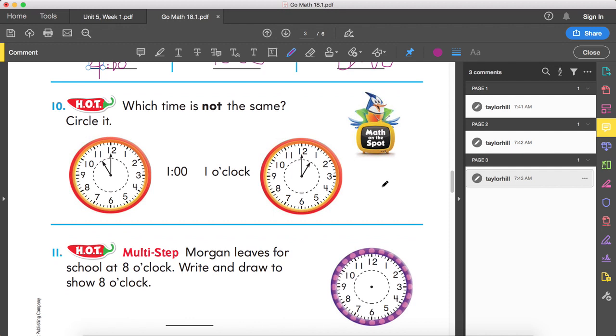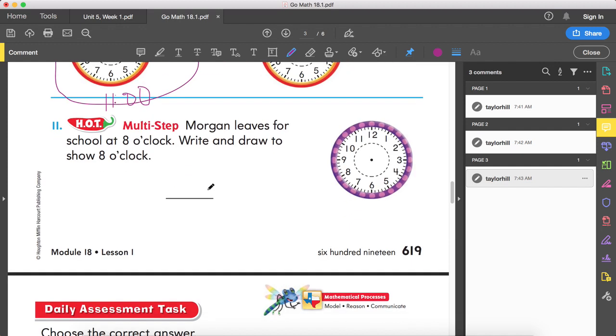Which time is not the same? We've circled it. We're looking at 1 o'clock. We want the clock to say 1 o'clock. So the hour hand needs to be pointing to the 1, which is the short hand. So the short hand needs to be pointing to the 1. Which one is not the same? Okay, this one is not the same because this one is 11 o'clock.